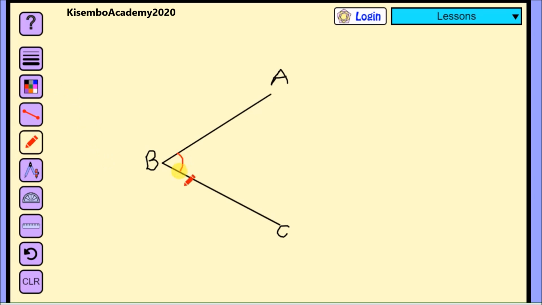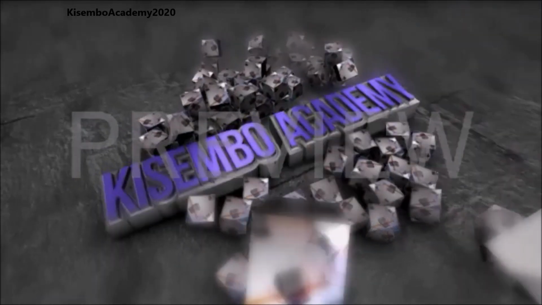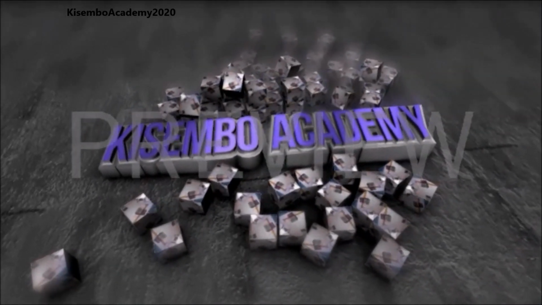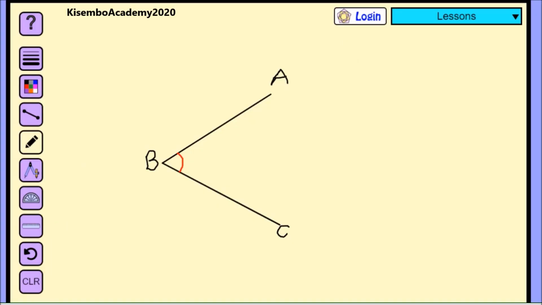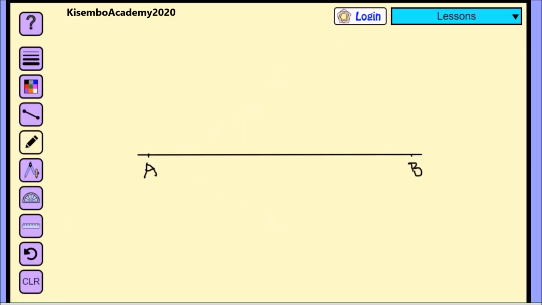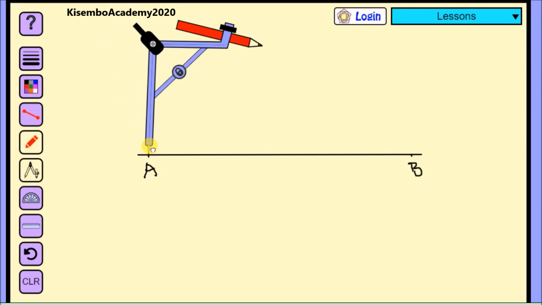Now, for starters, the word bisect simply is another way of saying to divide into two. So when we say we're going to bisect a line, we are dividing the line into two. When we say we're going to bisect an angle, it means we are dividing the angle into two. So we'll go straight ahead into the procedure.